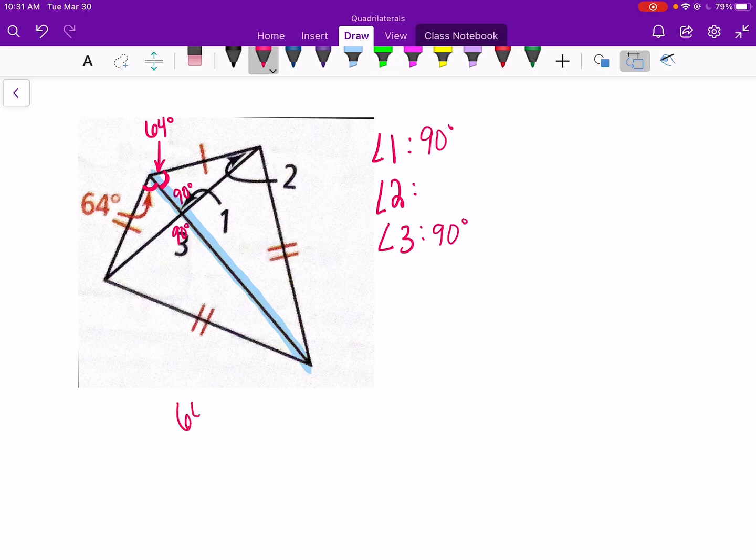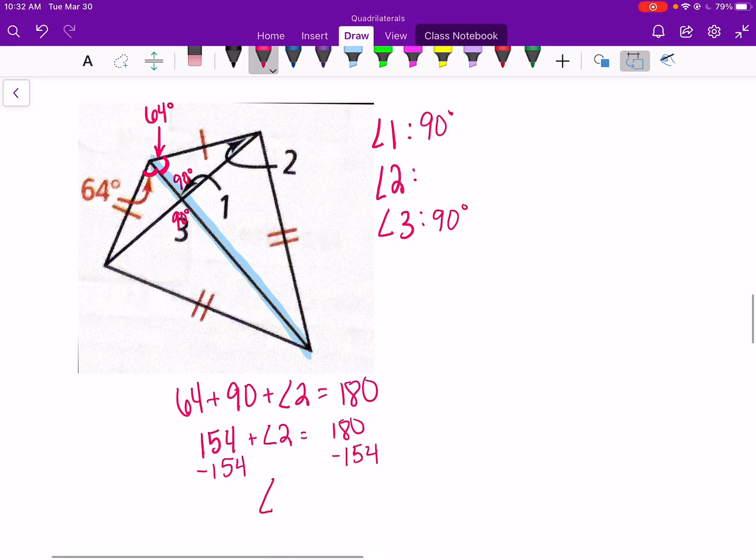So 64 degrees plus 90 degrees plus angle 2 has to add to 180. I know that 64 plus 90 is 154. Subtract that from 180, and angle 2 is 26 degrees. So all we were doing on this example was finding the missing measures of the angles of a triangle.